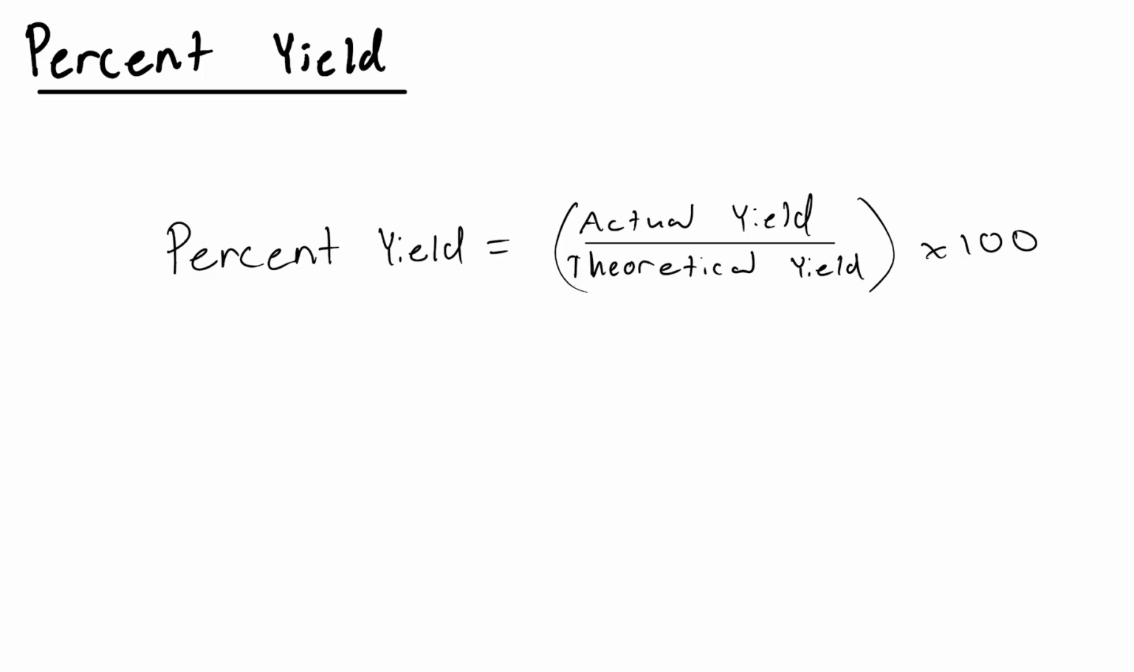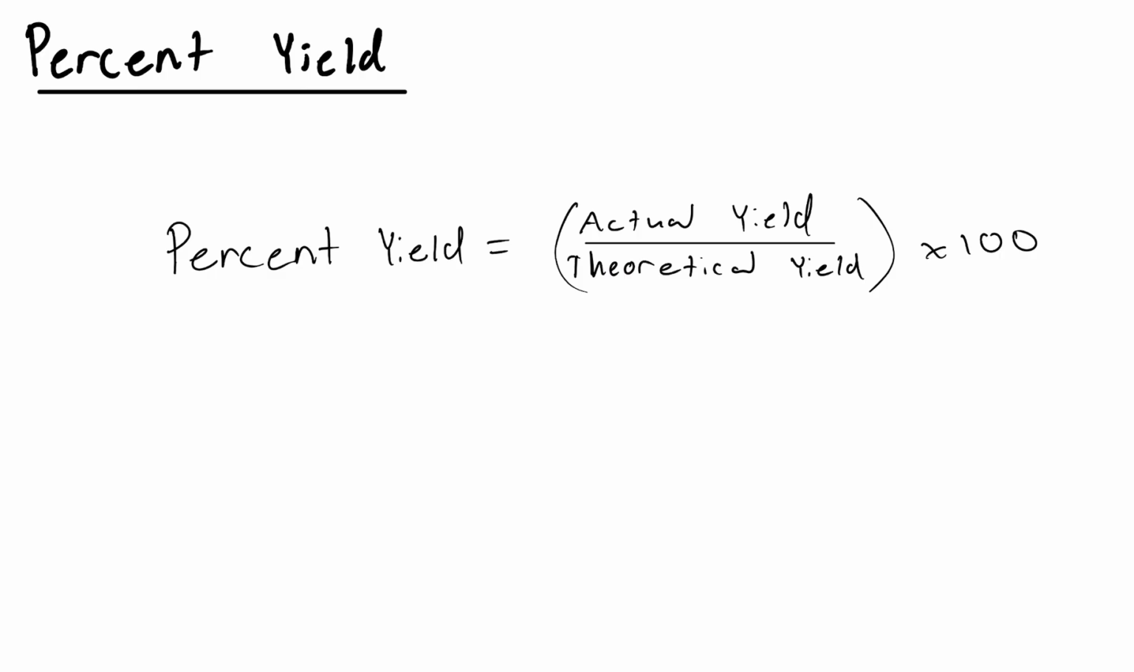So in chemistry, we often don't get 100% of the product we expect from a reaction. That's where the percent yield comes in. This will tell us how efficient the reaction was. So theoretical yield is what you should expect based on the stoichiometry, and then actual yield is what you got from the experiment that you did.